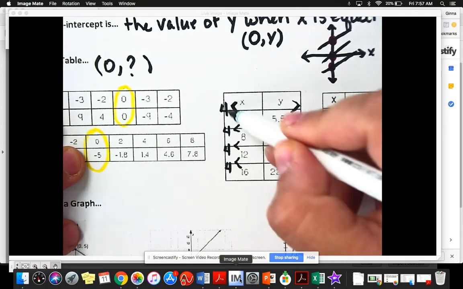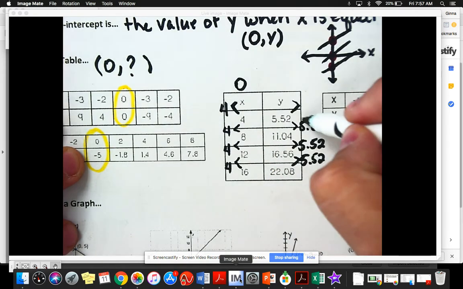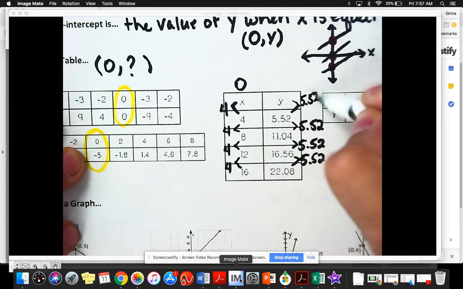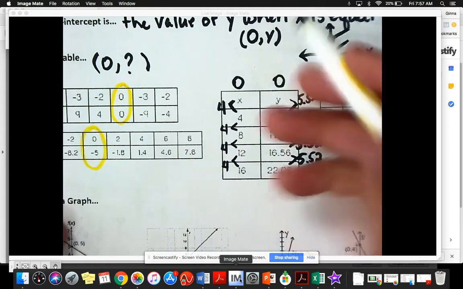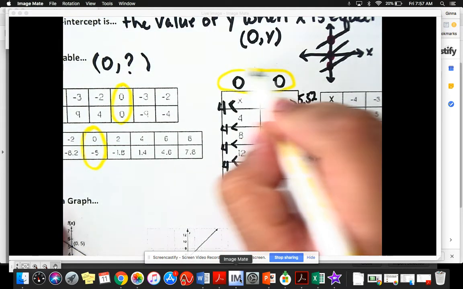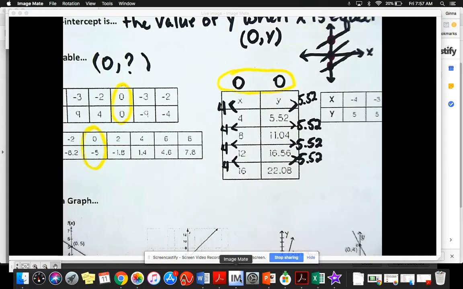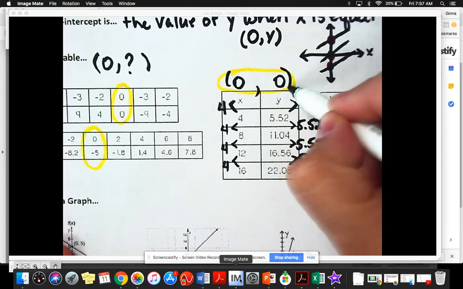4 minus 4, that would give me 0. Hey, that's exactly what I want. So then here, 5.52 minus 5.52, I'm going to go backwards, and I'm going to also get, again, 0. It doesn't always have to be at 0, 0, and you'll learn that as we go along next week. But we do know that our y-intercept is going to be when x is 0 and y is 0, also known as the origin, and you'll see that in just a second. So when x is 0, y is 0, let me put the little ordered pair, and you're good to go for that one.